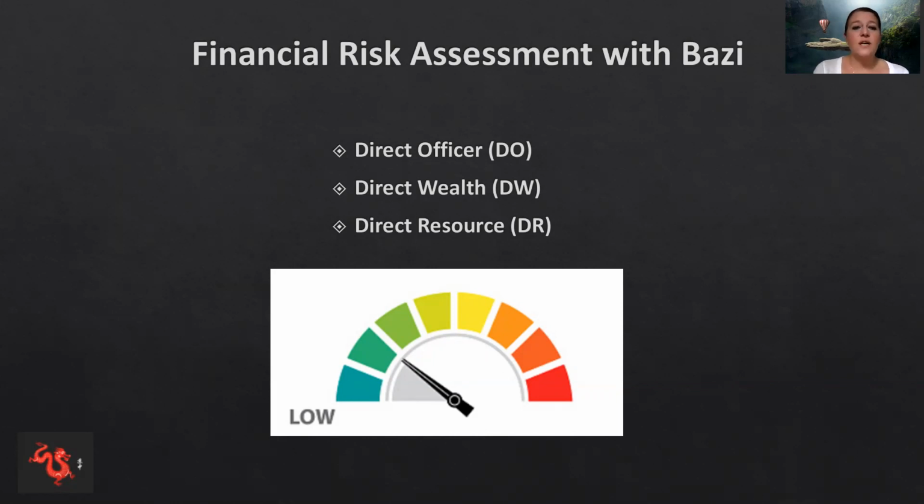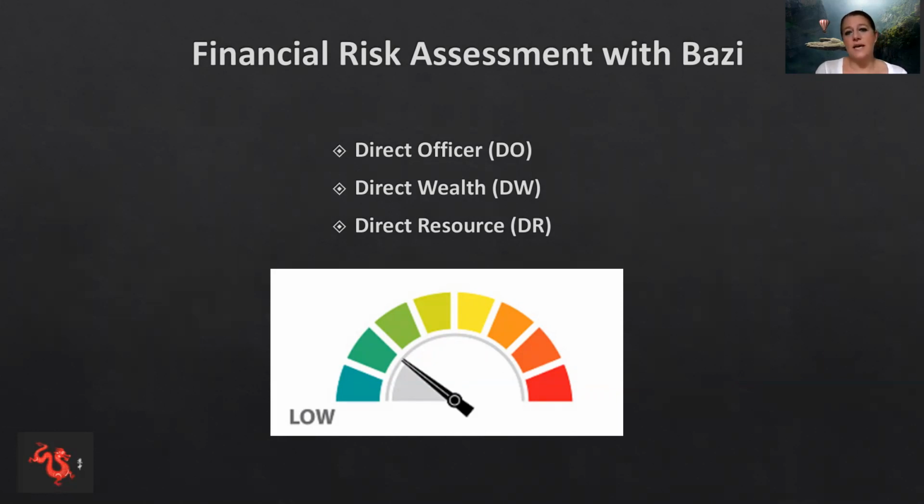And then lastly, we've got the Direct Resource star in the main stem. If you have that one, you tend to be very slow, safe, and steady in your financial decisions.